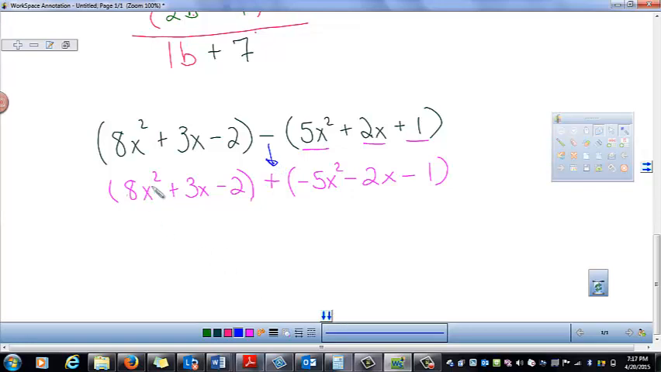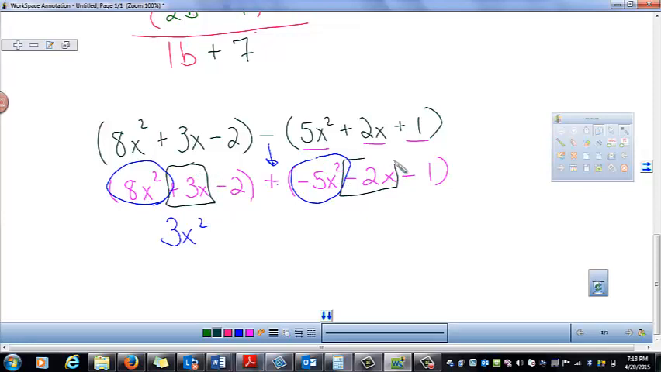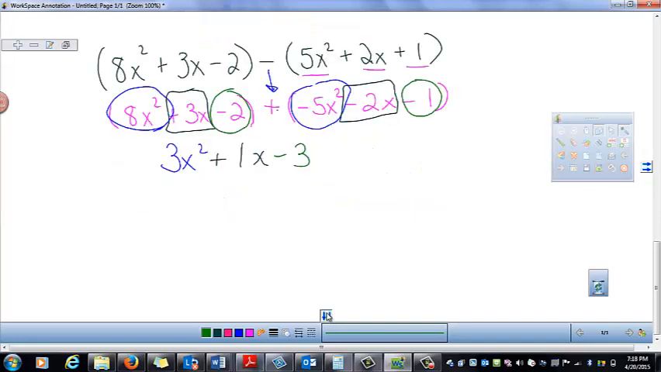So I get 8x squared plus negative 5x squared. So that's 3x squared. And then I have 3x plus negative 2x. So 3 and a minus 2 gives me plus 1x. And then I have a minus 2 and a minus 1. So they're both minuses, so I add them together, so I get minus 3. Let's look at another one.